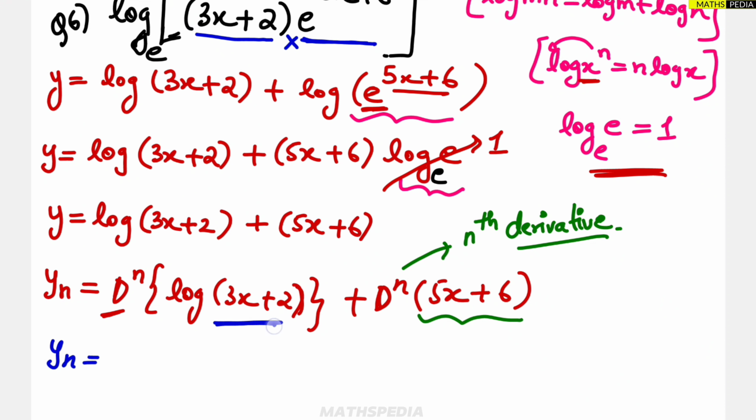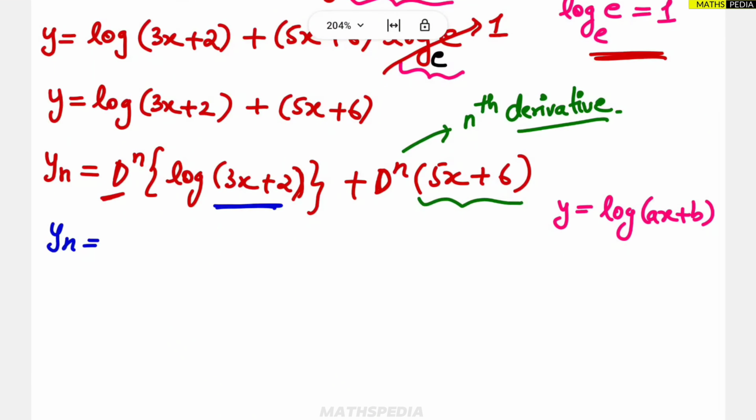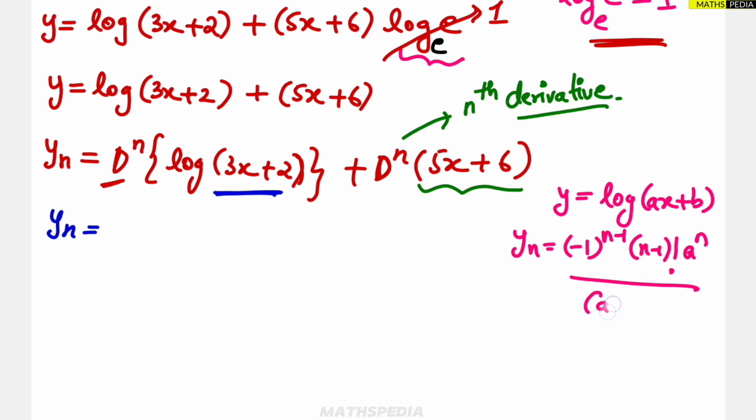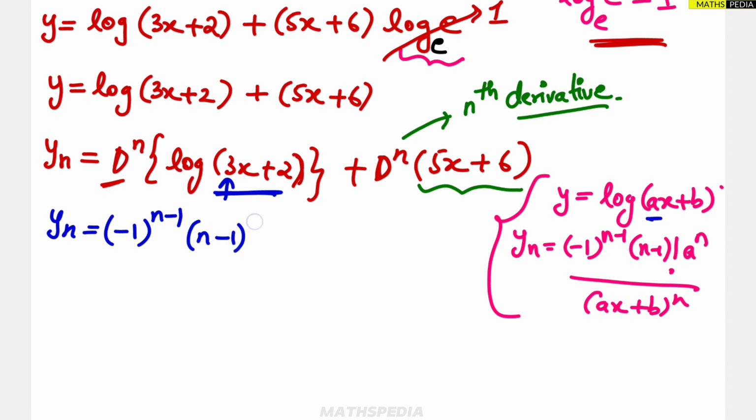So yn, for this particular function, again I have to write the formula. If you are getting y is equal to log(ax plus b), which formula are you going to apply? It is the nth derivative formula: (minus 1) power (n minus 1) into (n minus 1) factorial into a power n, whole divided by (ax plus b) power n. This formula we have to apply. What is a in this? It is 3. So (minus 1) power (n minus 1) into (n minus 1) factorial, a value is 3, so 3 power n, whole divided by (3x plus 2) power n. Done. So this part is done.